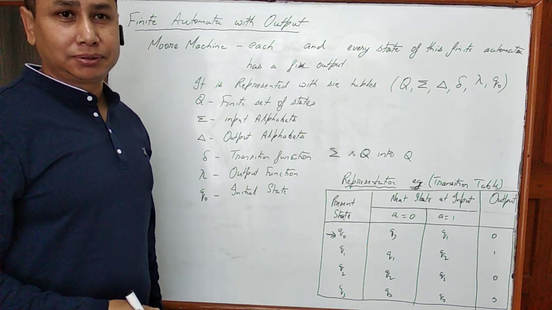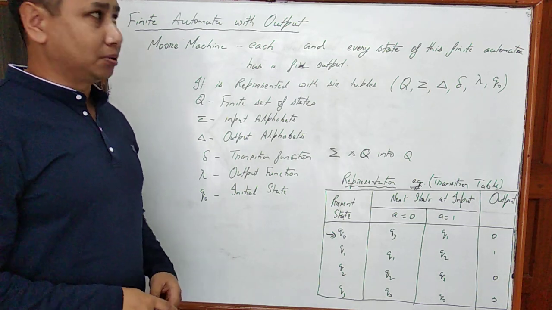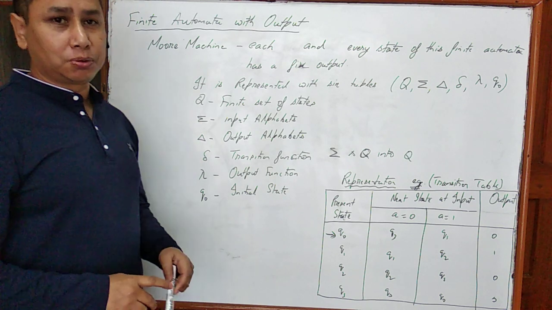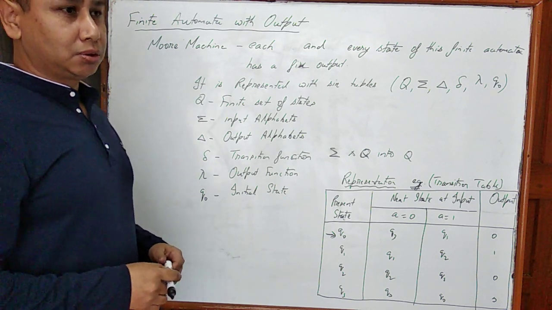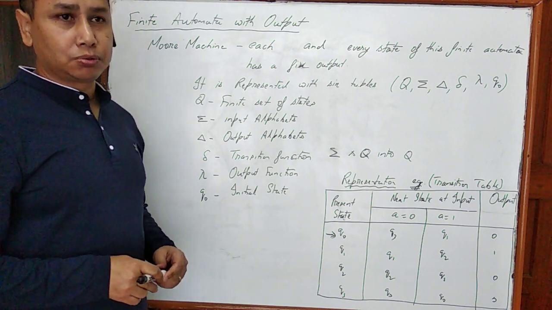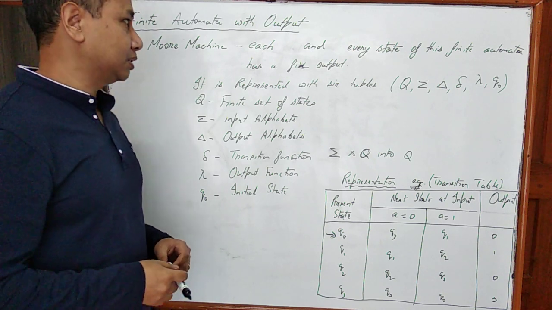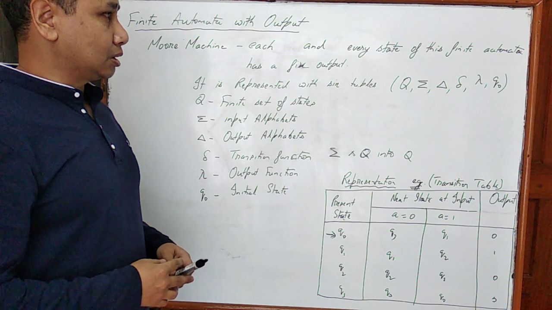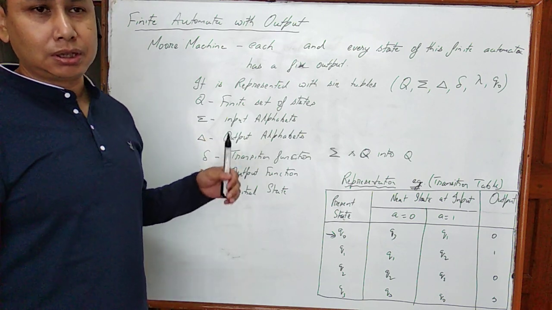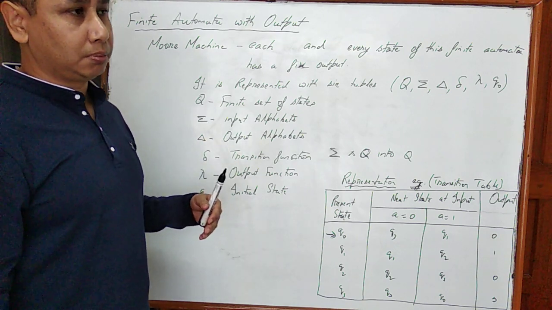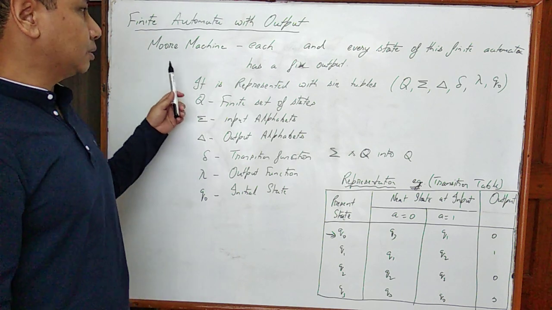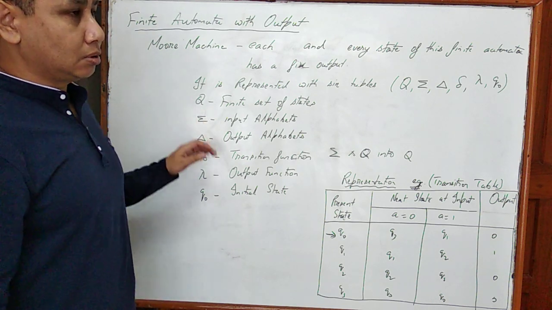Hello everyone. Today we'll be learning about finite automata with outputs. There are two types of finite automata with outputs. One is called the Moore machine and one is called the Mealy machine. Let us go about with the Moore machine. In the next video, I'm also recording the Mealy machine. So let us go about it.